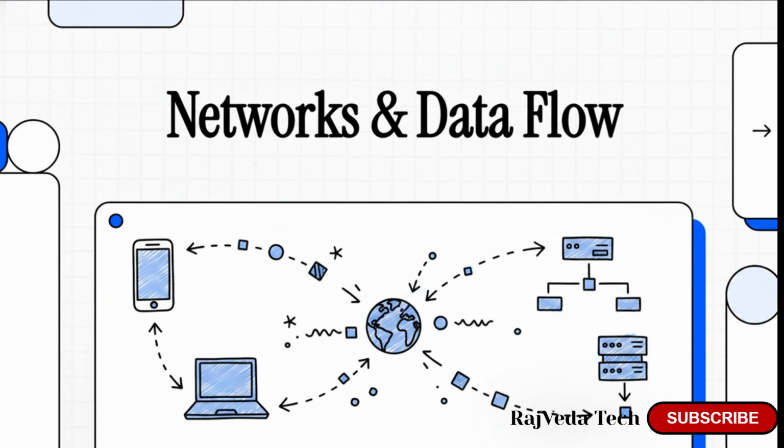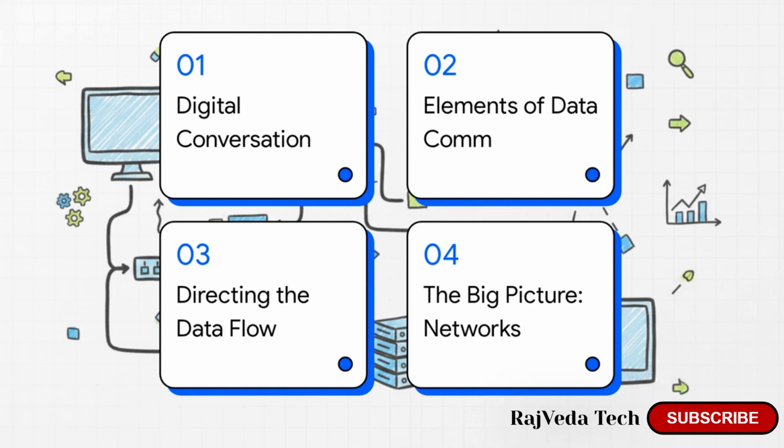We are going to explore the invisible, absolutely fascinating processes that let digital devices communicate across vast distances. We're breaking down the fundamental building blocks of computer networks, data communication, and data flow. So here is our roadmap for today's explainer. We're going to kick things off with the digital conversation, then break down the elements of data communication, look at directing the data flow, and finally, we'll zoom out to view the big picture, networks.